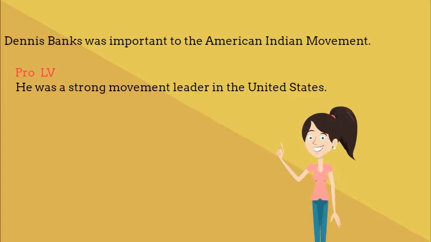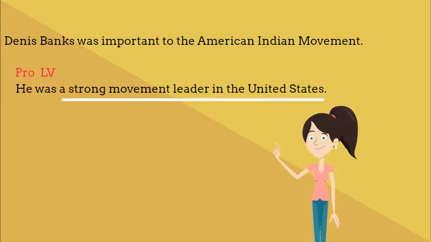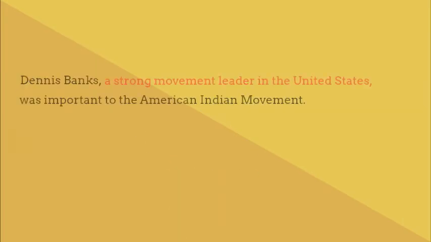Now we have the second sentence that begins with the pronoun followed by a linking verb. So notice that pattern. The information that follows identifies who Dennis Banks is and belongs after his name in the first sentence. It should read, Dennis Banks, a strong movement leader in the United States, was important to the American Indian movement. The section that is combined creates an appositive phrase.